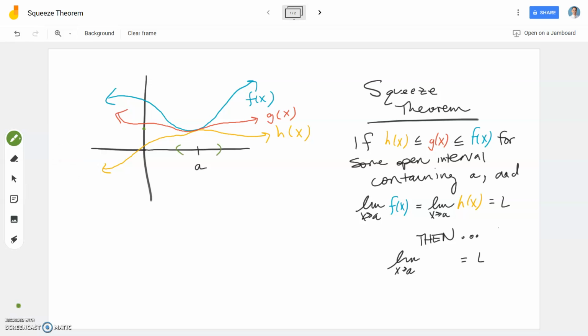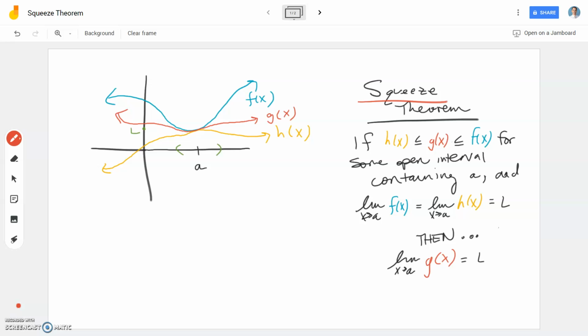Furthermore, the limit as x approaches a of f of x is the same as the limit as x approaches a of h of x, which is equal to this y value of L. And if those two things are true, then our conclusion is that the limit as x approaches a of g of x is also equal to L. In a way, g of x is squeezed between f and h. This theorem is sometimes also referred to as the sandwich theorem for the same reason.